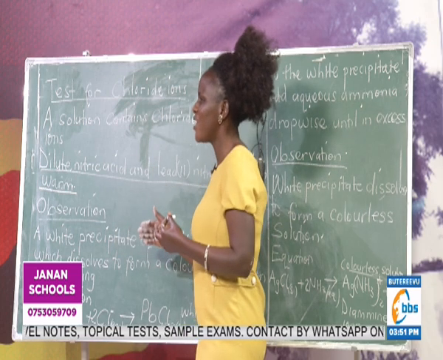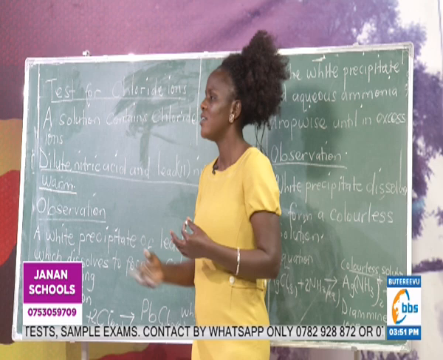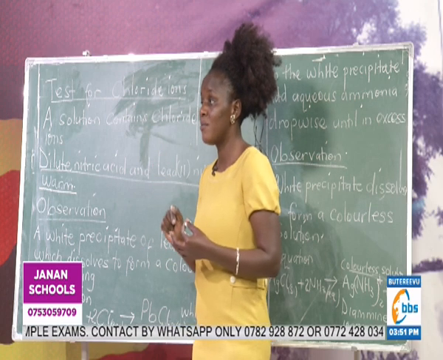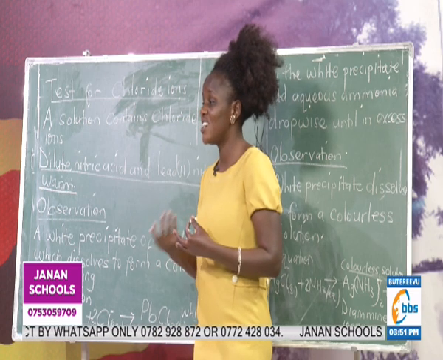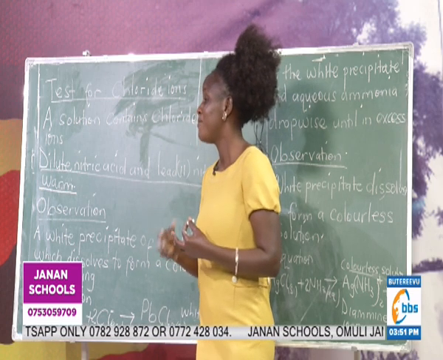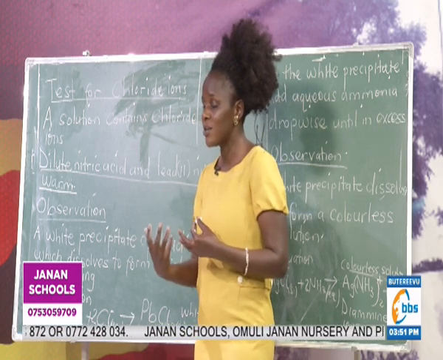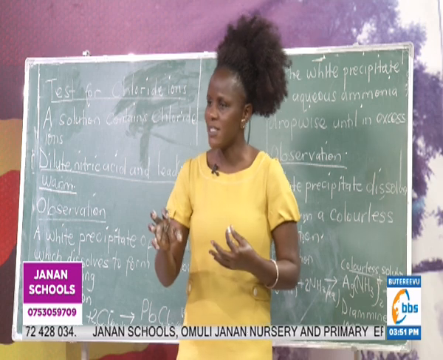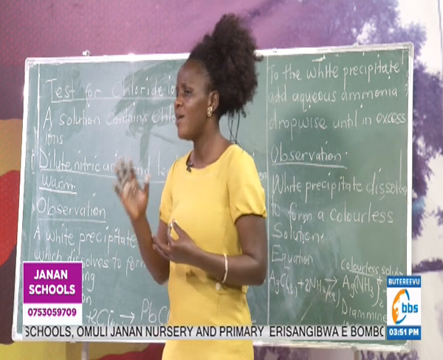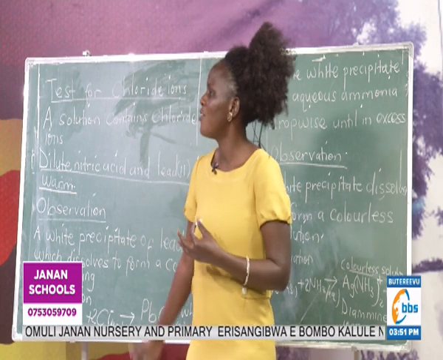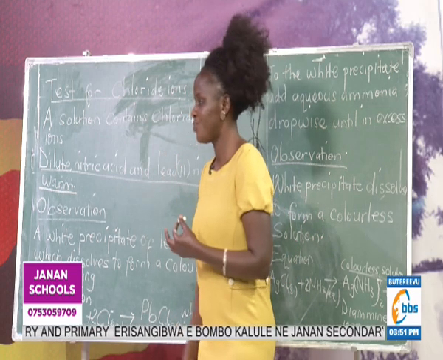If it is chloride ions and you're writing a test procedure for yourself, show the examiner that you really know what you're talking about. To a solution containing chloride ions, add 2 drops of dilute nitric acid, followed by maybe 1 centimeter cubed of silver nitrate solution. Observation: a white precipitate of silver chloride. Even if you don't write silver chloride, a white precipitate is formed. And then go further, write for that examiner the equation.